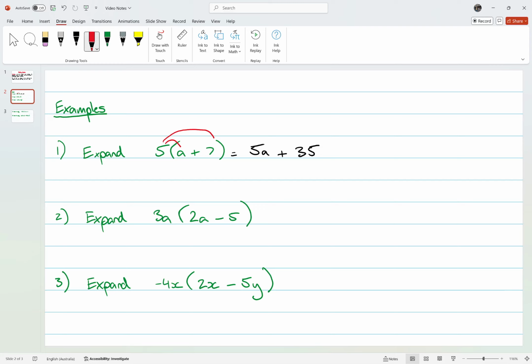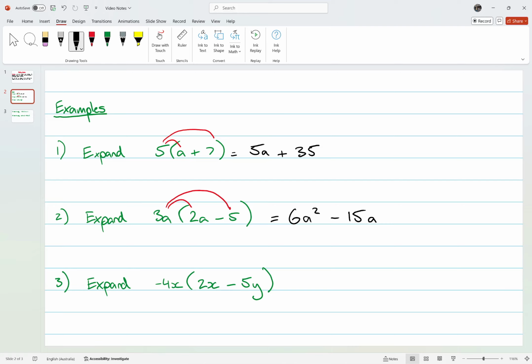Looking at this next one, first of all, we'll do 3A times 2A. So 3 times 2 is 6, and then we had 2 A's, so there'll be A squared. And then going to this next one, note that there is a negative in front of the 5. So what we're actually doing here is 3 times negative 5, which is negative 15. And then we also have the A sitting there as well.